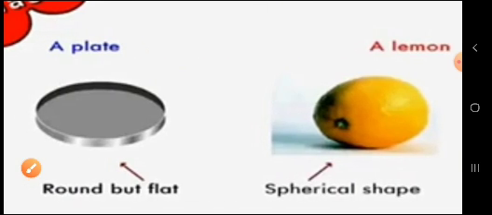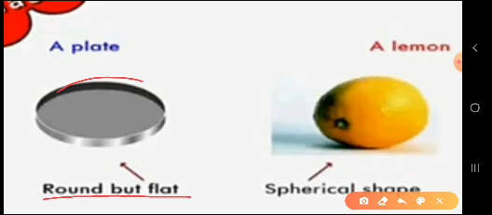Now here we have a plate. Children, you all must have seen a plate. It is round but it is flat. But a lemon, children, it is spherical in shape. So children, a plate is round but flat and a lemon is spherical in shape.